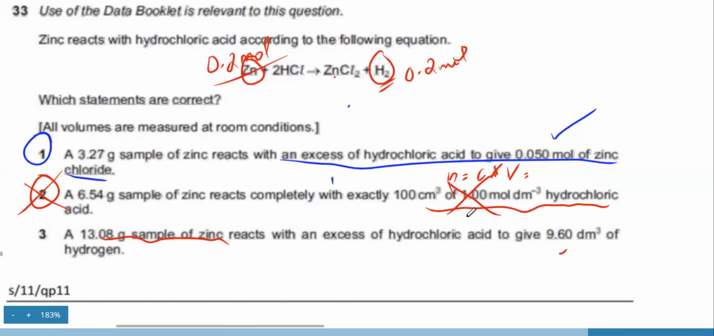Okay. How do you find the volume of the gas? You have the moles. I think you would do moles divided by concentration. Then it's a gas. For gases, what was the formula? Moles is equal to volume of gas divided by 24 dm cubed. So you multiply by 24. How much do you get? 4.8. So you should be getting 4.8, not 9.6, which is why this one is also incorrect.